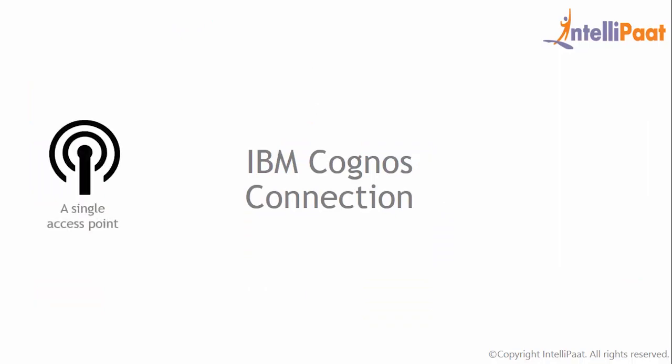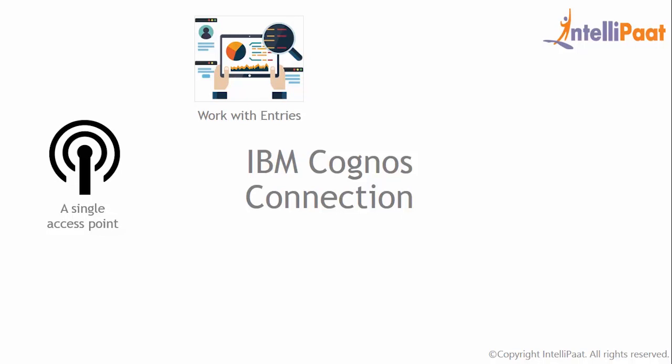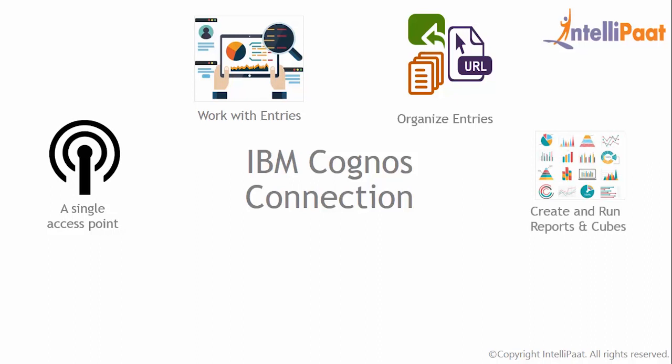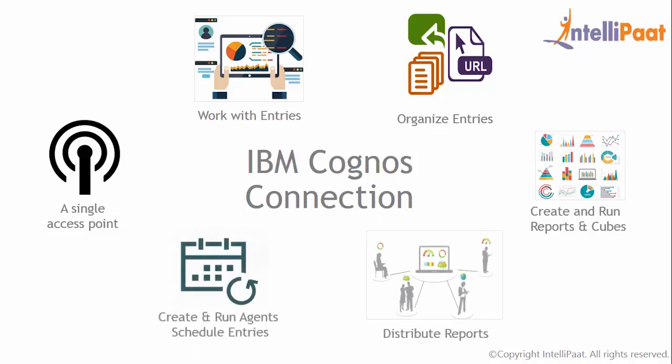It provides a single access point to all corporate data available in IBM Cognos software. We can use IBM Cognos Connection to work with entries such as reports, analysis, queries, agents, metrics, and packages. It can also be used to create shortcuts, URLs, and pages to organize entries. We can use IBM Cognos Connection to create and run reports and cubes. It can also run distributed reports. We can also use it to create and run agents and schedule entries.